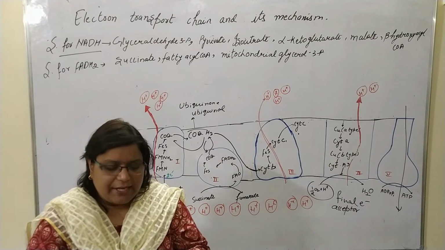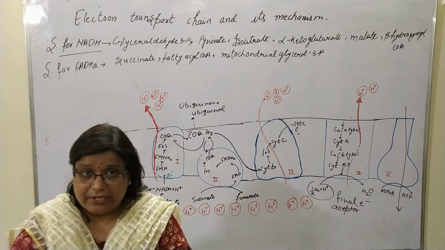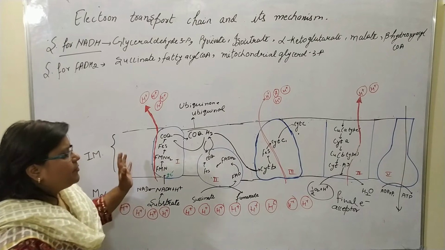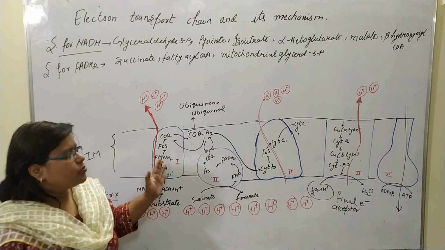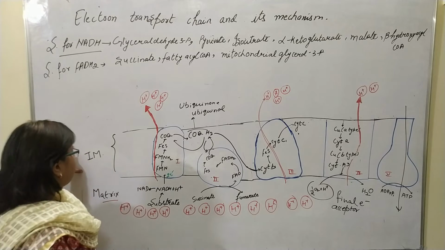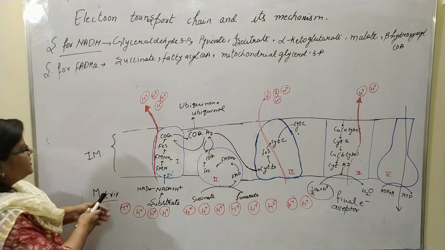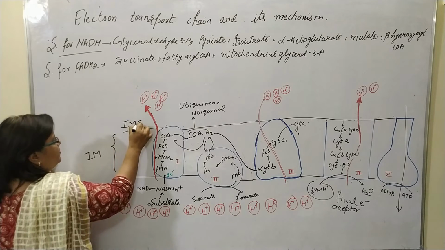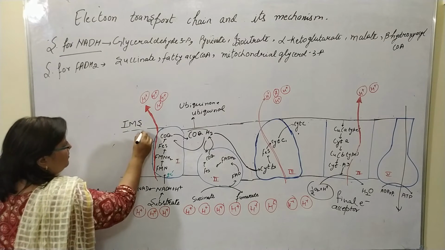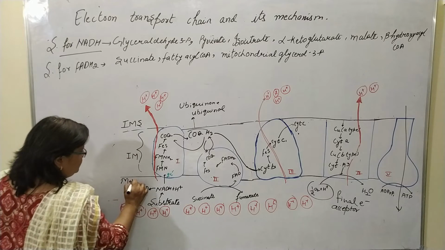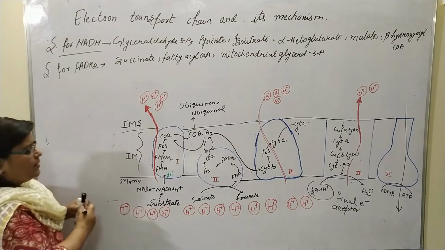Now we will come to the electron transport chain's main ingredients. Here I am representing complex 1, complex 2, complex 3, complex 4 and complex 5. All the complexes are embedded into the inner membrane. This is the matrix part and this is the intermembrane space. This is the inner membrane and this is the matrix.